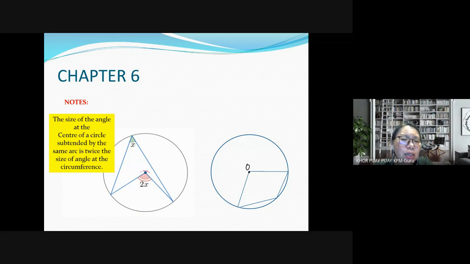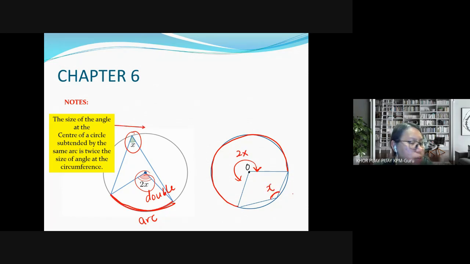And then the angle at the center is always double the size of the angle at the circumference on top. But both of them must be using the same arc. Or if you're using a very big arc here, we call it the major arc, then this angle is 2 times the angle on top here. This will be your x. There are 2 scenarios here. One, the arc is smaller, another, the arc is bigger, so the angle is different.